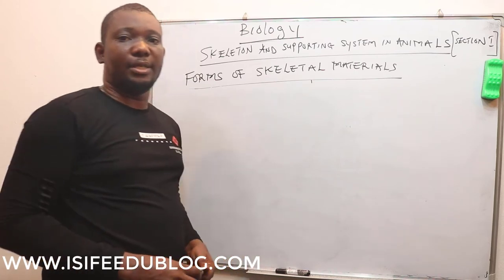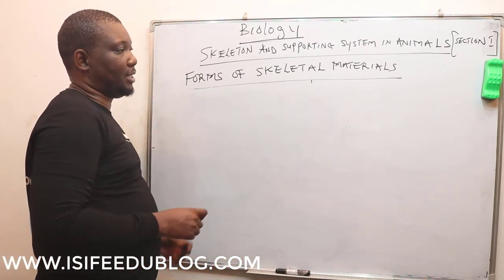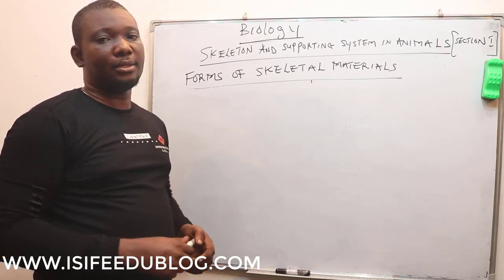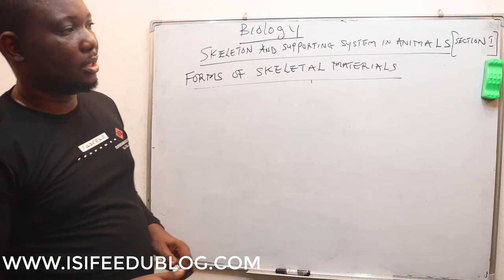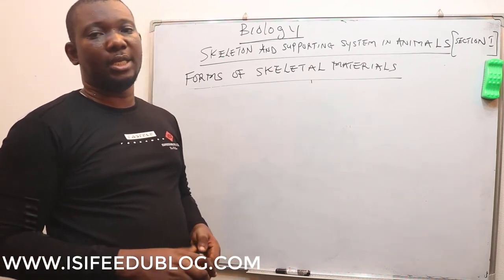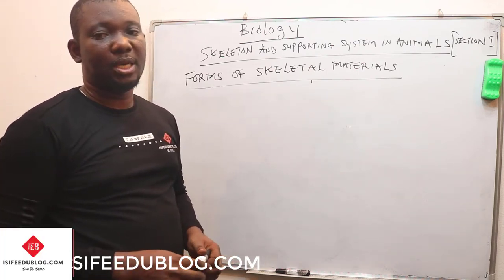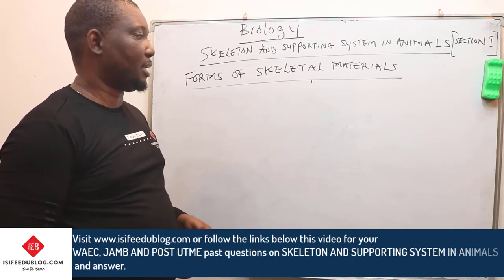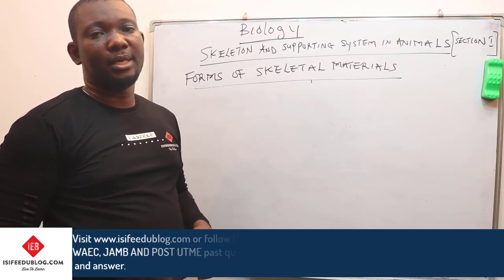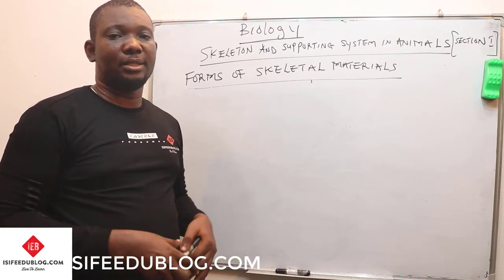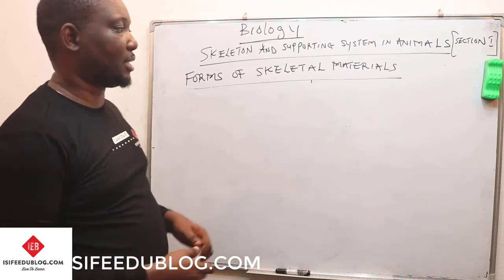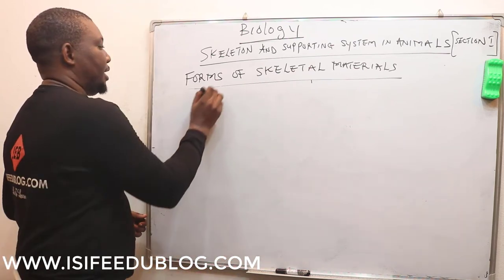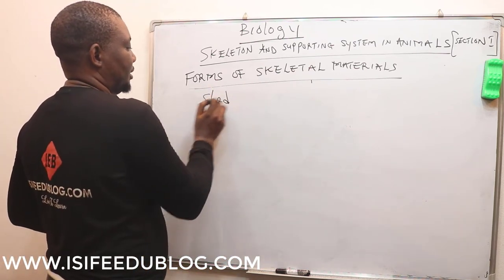Now, let us notice that the chitinous skeleton of most arthropods is the reason why the size of insects, scorpions, or any arthropods, invertebrates, is limited. The reason why insects don't grow beyond their size is the skeleton made up of chitin, which means that the skeleton is, from time to time, shed.